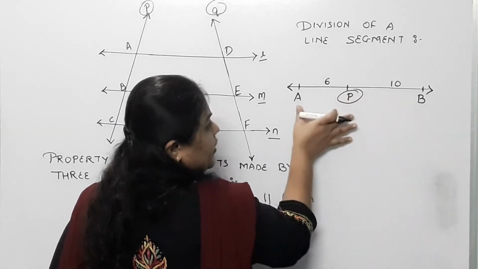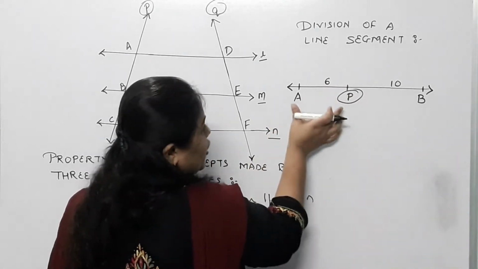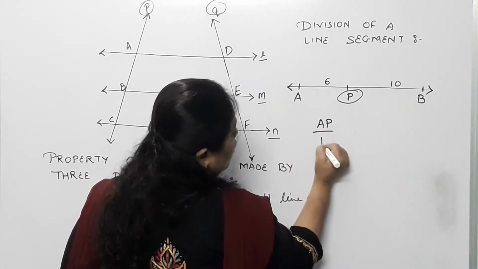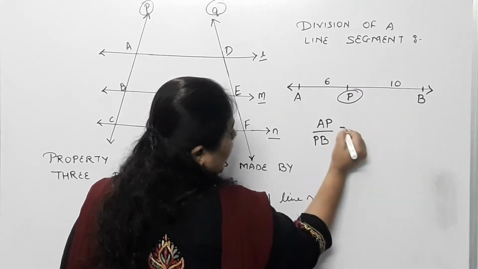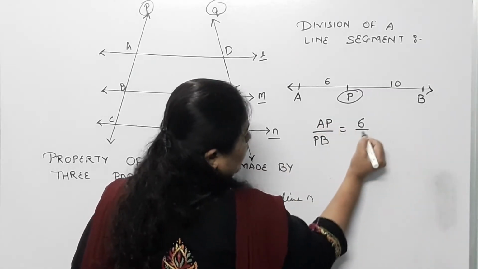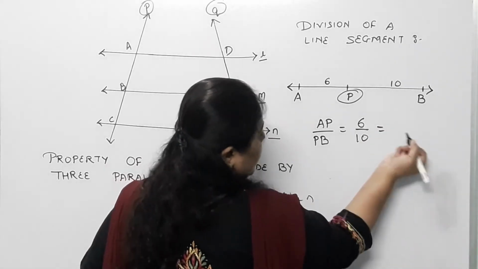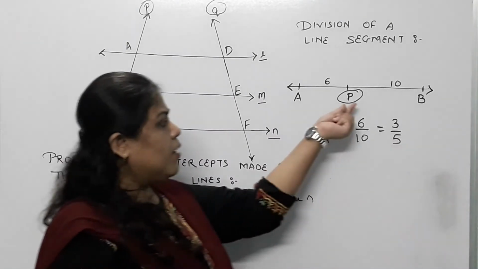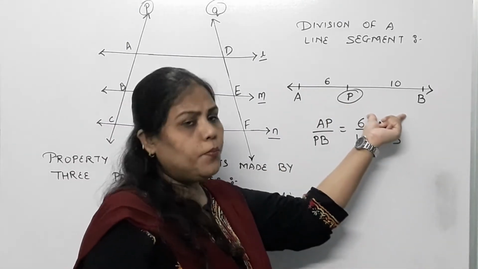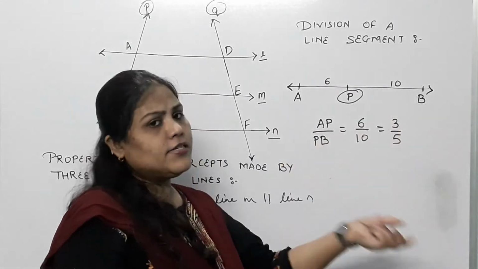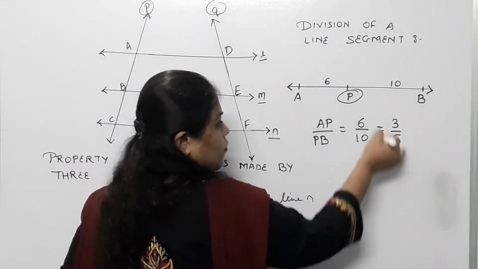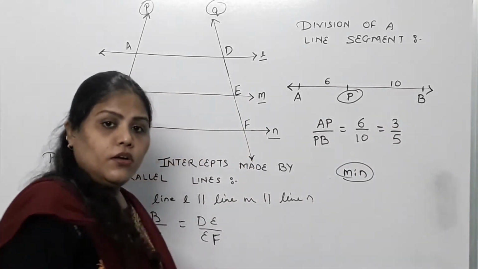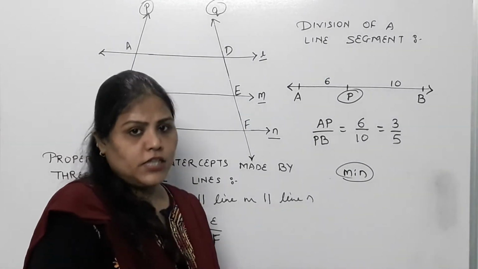This point P divides AB in some parts, in two parts, not equal but in some parts. So if I say AP upon PB, the ratio will be 6 upon 10, that is equal to 3 upon 5. Right? It means that if a point divides a line in two parts, then it is divided in some ratio. Now this ratio can be called m is to n in the section formula. Based on this, we will see our section formula.